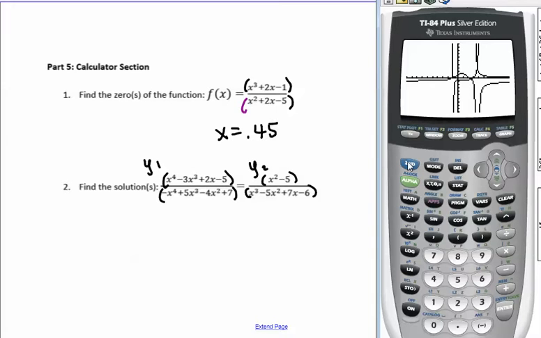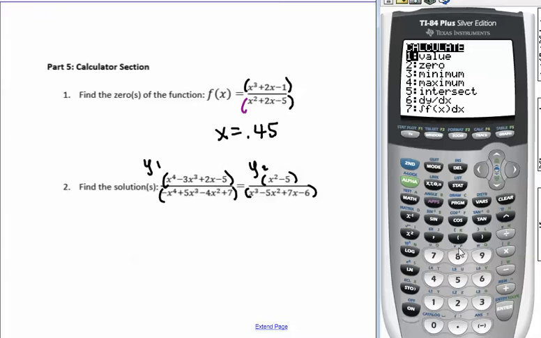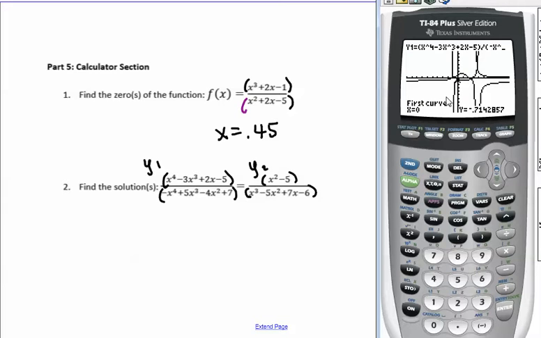So the steps are to press second, trace, and intersect, which is choice 5. And down at the bottom here, it tells me where my cursor is. It's at x equals 0, and I need to move it to the left so that I can get it onto the branch over here on the left. So press the left arrow till it jumps over there. And when you're close to the answer, you just press enter 3 times. 1, 2, 3. Your answer will be the x part of the point, so it's negative 1.14 approximately.